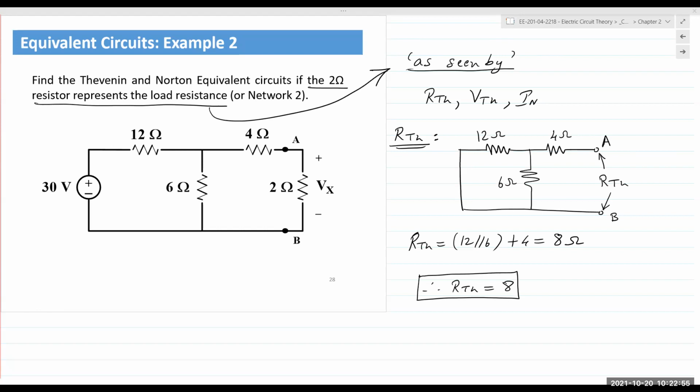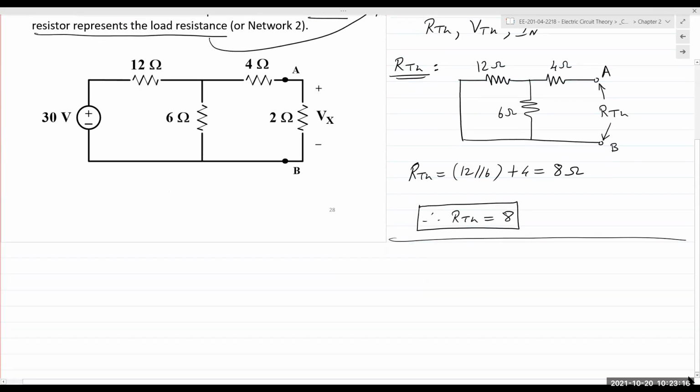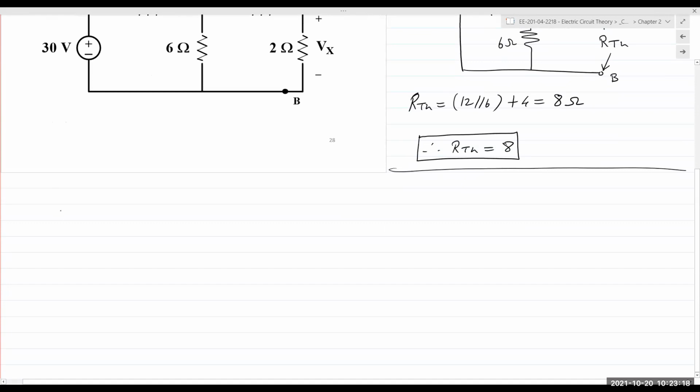Okay, well, then let's move on to Thevenin voltage. At this point, you forget about the circuit for RTH. You forget about this value, again, because it has no bearing on the Thevenin voltage circuit. Then we have to redraw the circuit again, going back to the original. The original circuit looks like this.